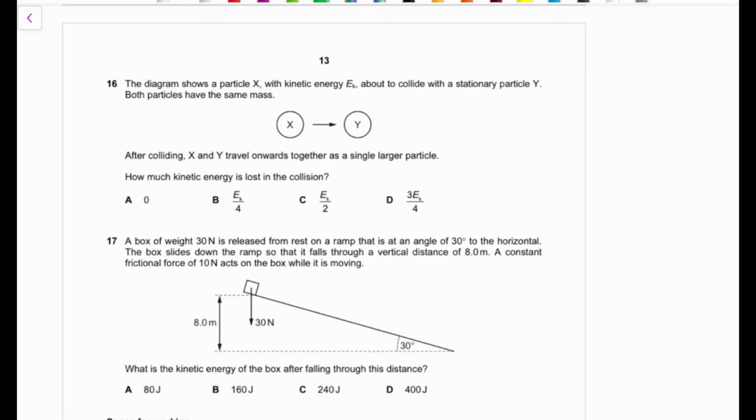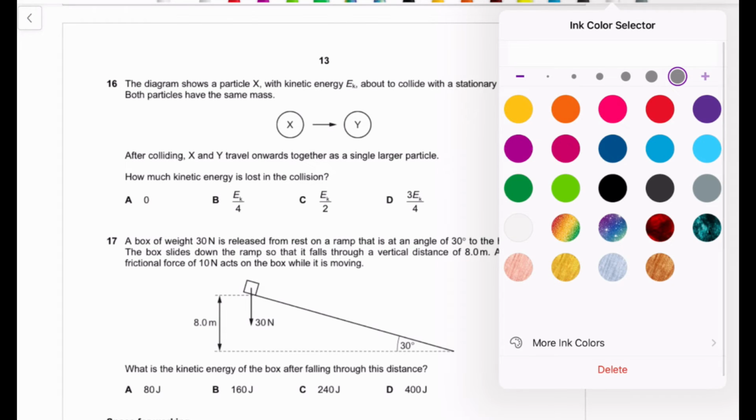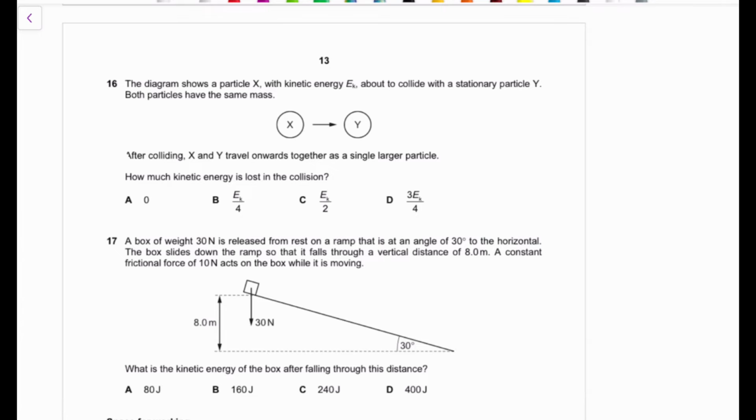How much kinetic energy is lost in the collision? So how much kinetic energy has been lost as the collision occurred? So guys, we have particle X and particle Y. Let's assume that particle X is a snooker ball and particle Y is a snooker ball. They have the same mass, but they have different velocity.